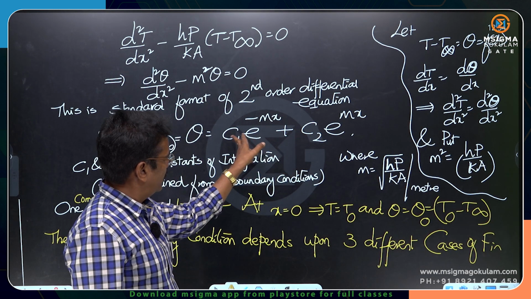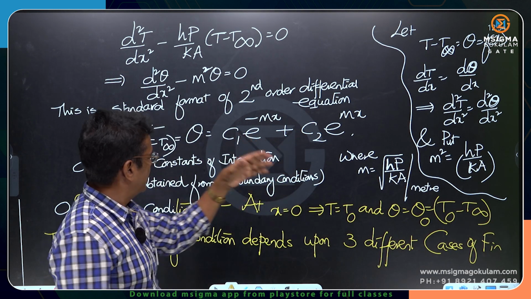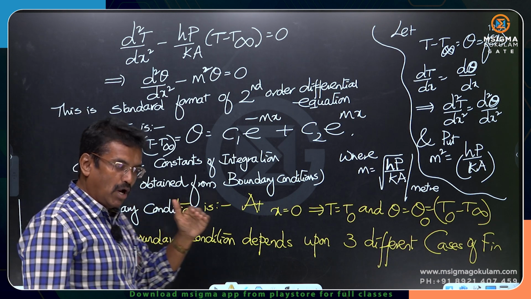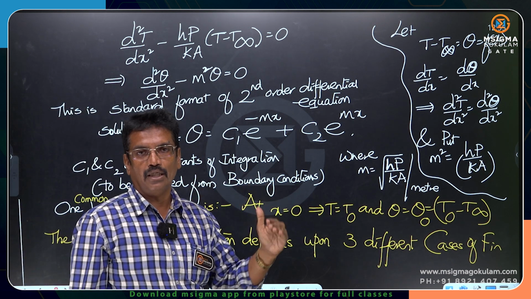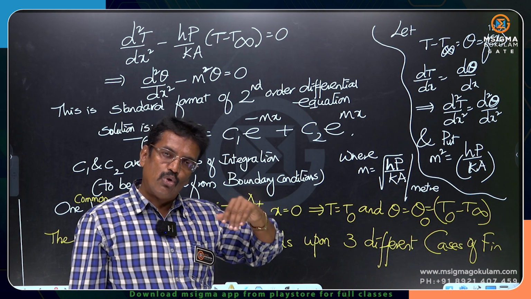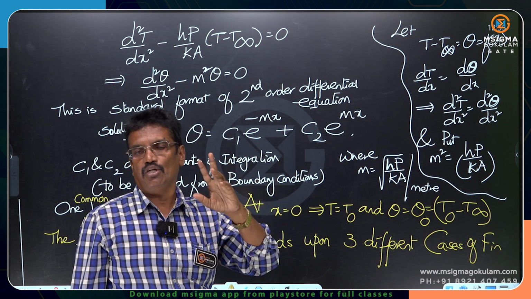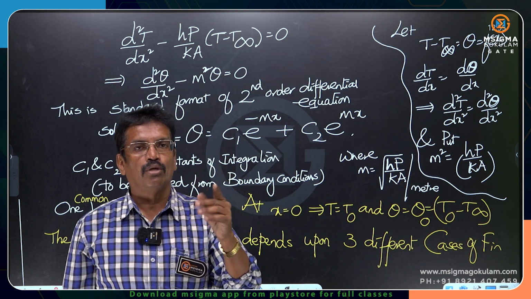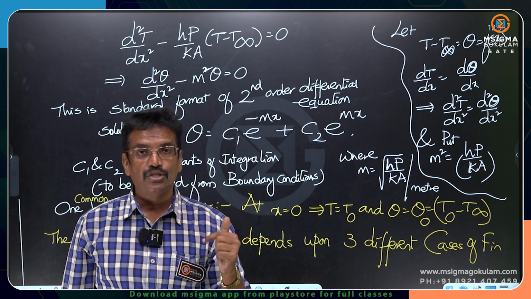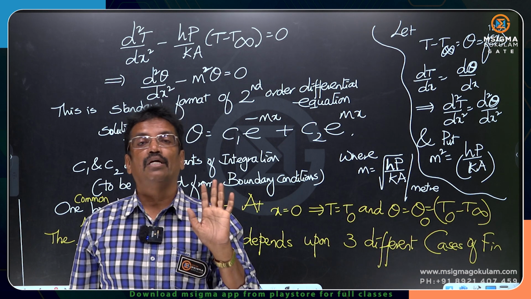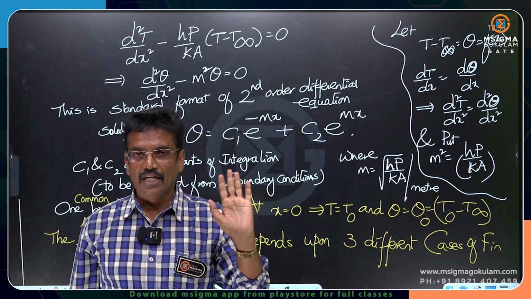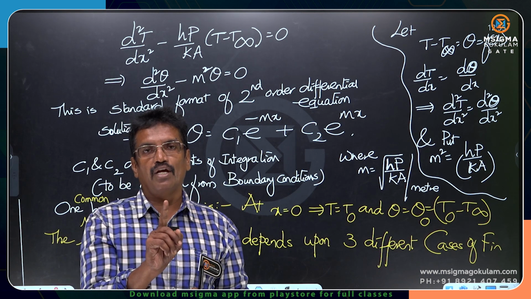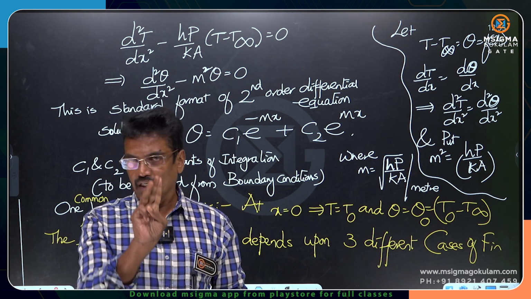So, once we get C1 and C2 from those two boundary conditions, it means we got the temperature distribution. I am not writing the intermediate mathematical steps, I am giving the solution directly. In fin analysis, it is sufficient to remember the boundary conditions for each case, and for each case the final formula for the temperature distribution. That is sufficient to do any GATE problem. For each case of the fin, three cases are there.